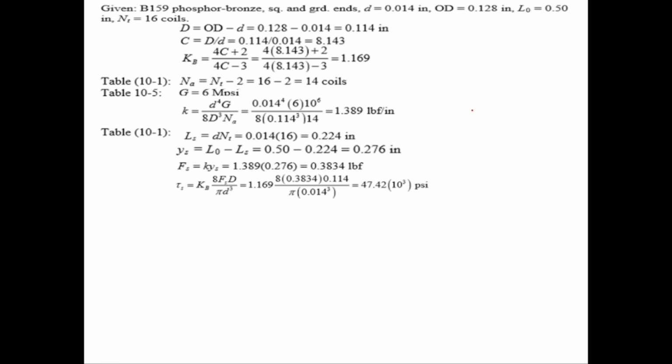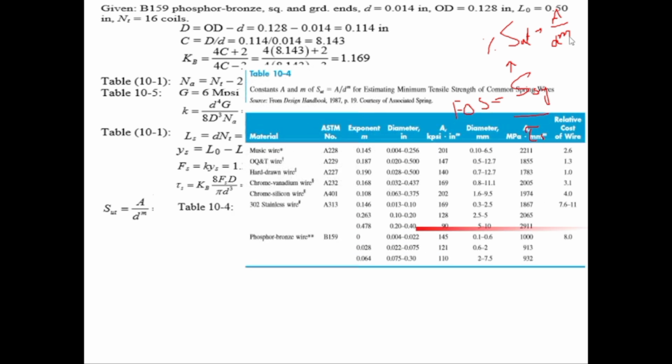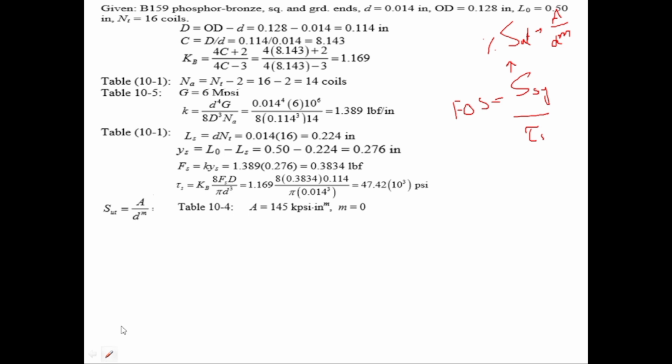Factor of safety is equal to torsional yield strength Ssy divided by tau s, and Ssy is equal to some percentage of Sut, and Sut is equal to A divided by d to the power m. A and m values can be taken from table 10.4, and in table 10.4 for phosphor bronze, these three rows can be used. If you see the wire diameter as 0.014 inches, which is in this range, the value of m is equal to 0 and the value of A is equal to 145. So let's put these values into this equation. It will give you Sut is equal to 145 kilo psi.